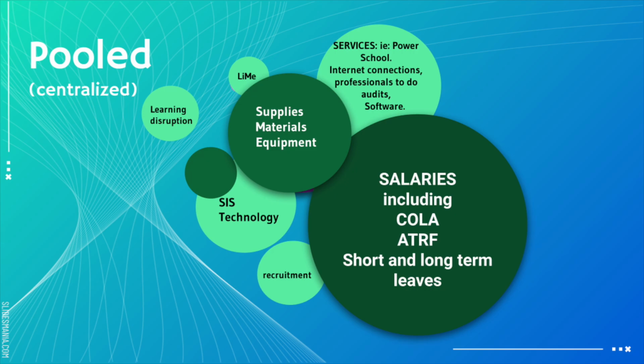It also includes things like services that we receive for our information system, PowerSchool, people for any licensing that technology needs, for the internet connections that we have, for software that schools use, and sometimes we use it for professionals that are doing audits to our system. It also includes supplies, material, and equipment, and recruitment expenses that we have, and anything to do with the learning disruption grant that we received, as well as our Leader in Me work. So it's a lot, but those are all the things that we share across all schools in the division.